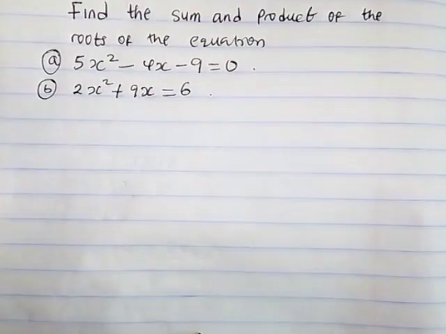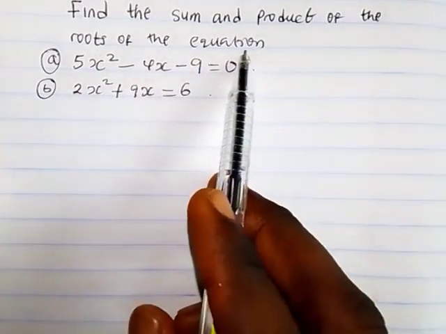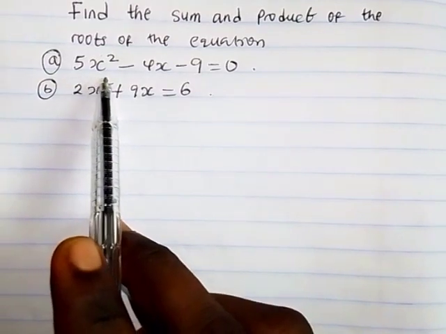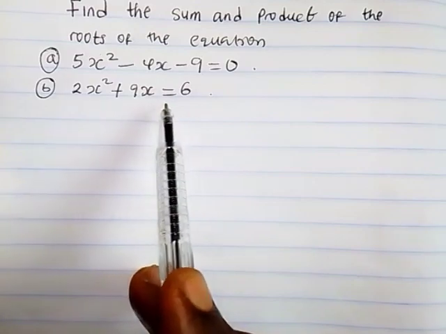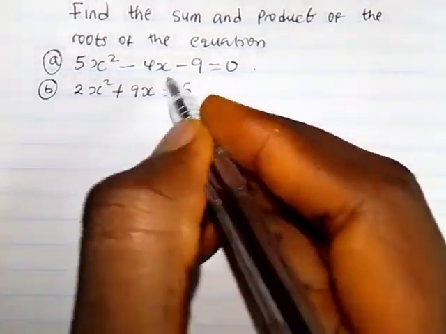Find the sum and product of the roots of the equation. The first equation is 5x squared minus 4x minus 9 equals 0. And the second equation is 2x squared plus 9x equals 6.